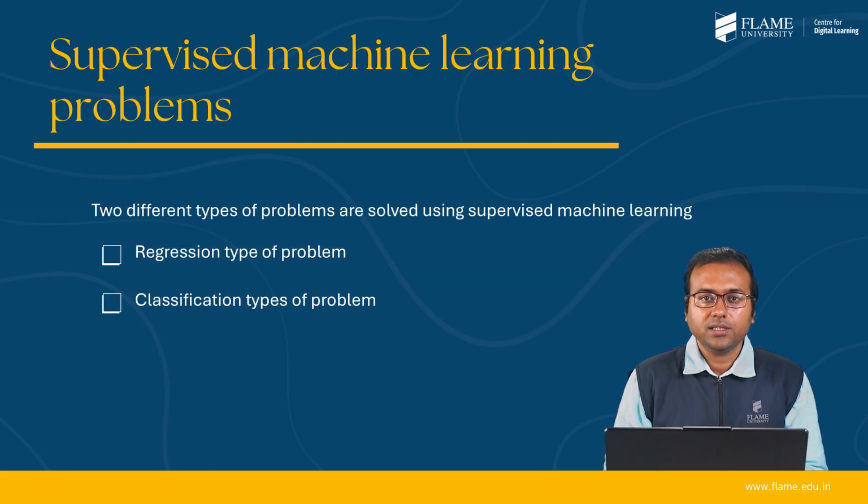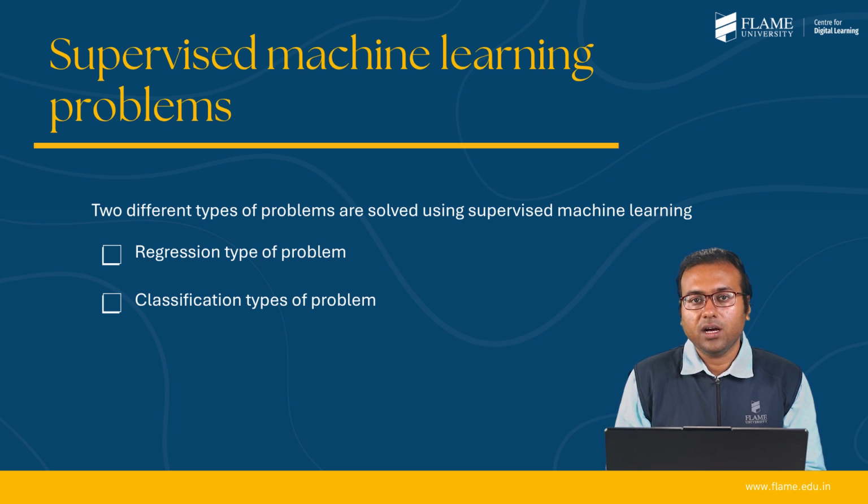In supervised machine learning, generally we try to solve two types of problems. One is the regression type of problem and another is the classification type of problem. In a regression problem, we try to predict a continuous value. Now you may ask what a continuous value is. I can give you a simple example.